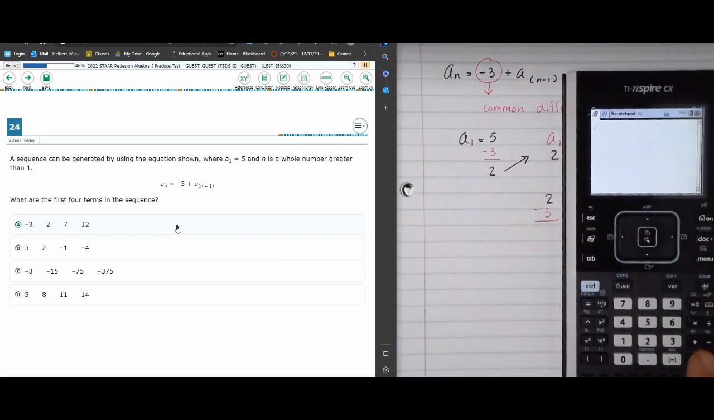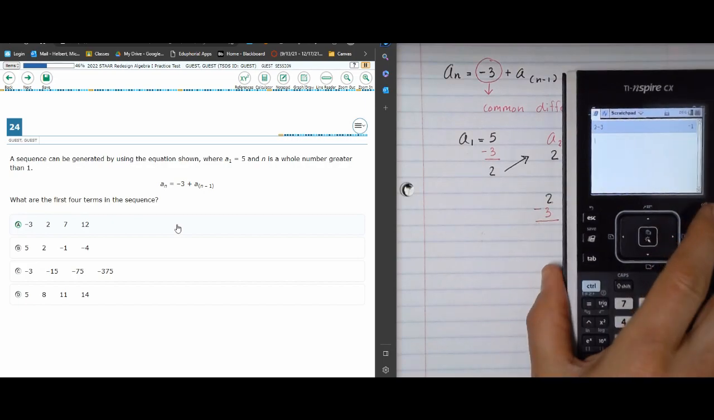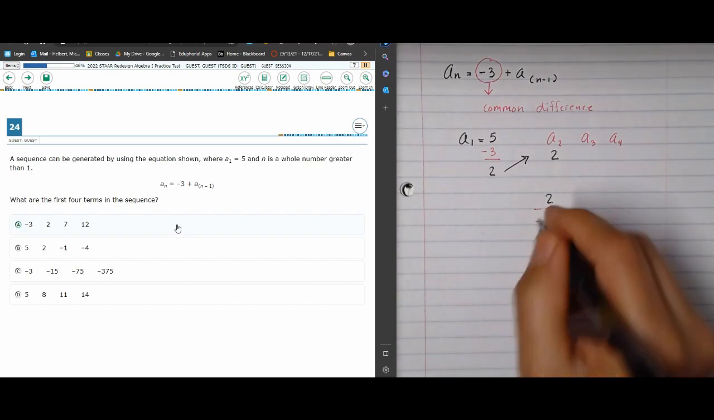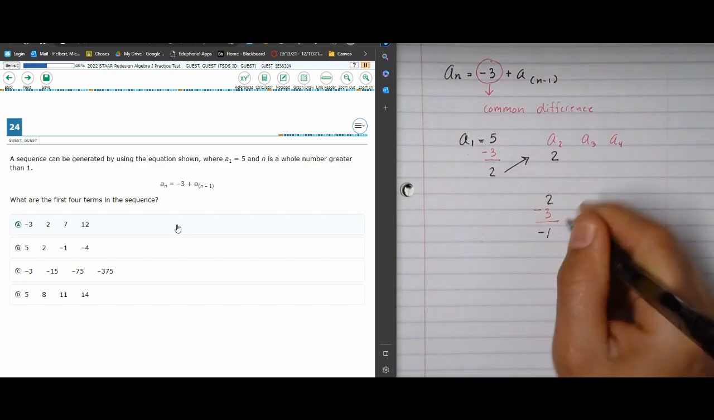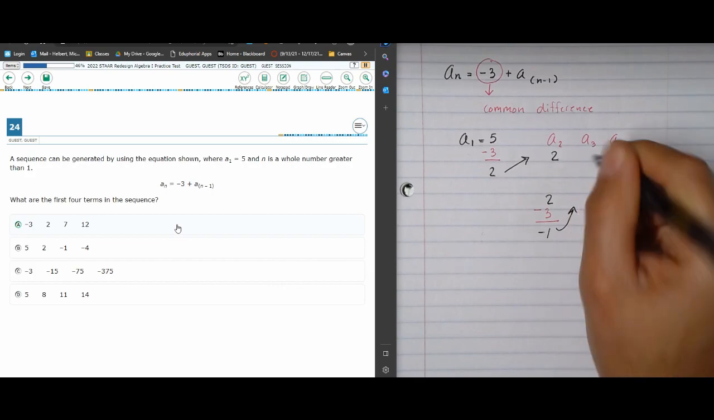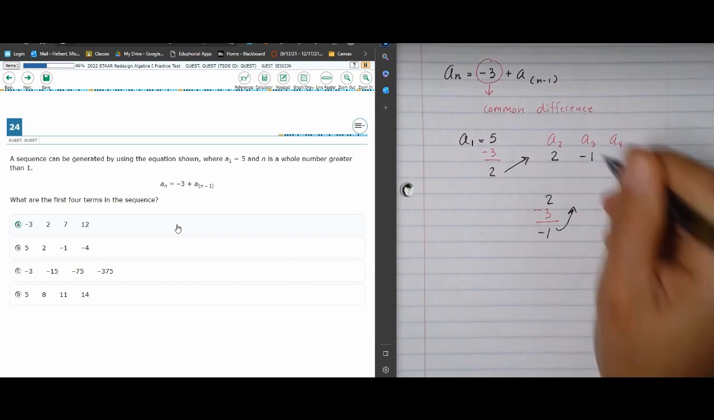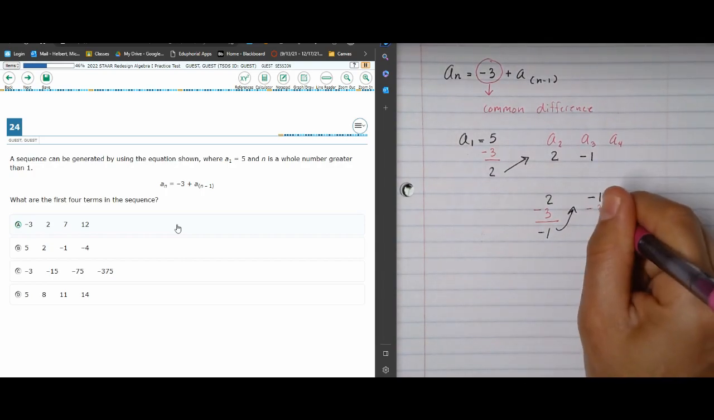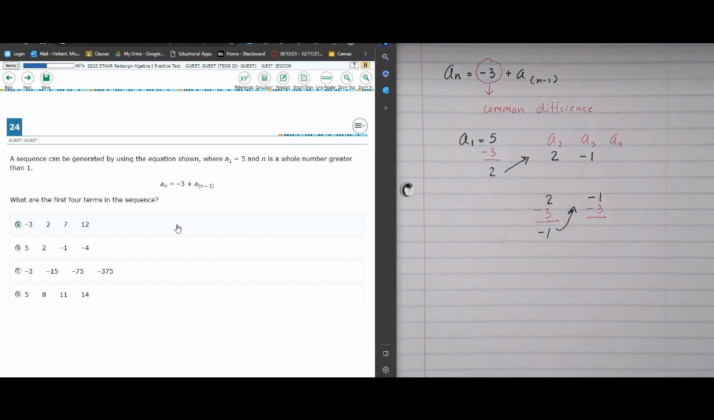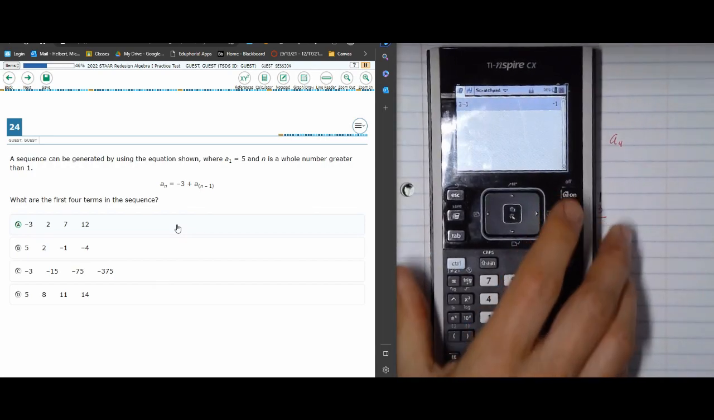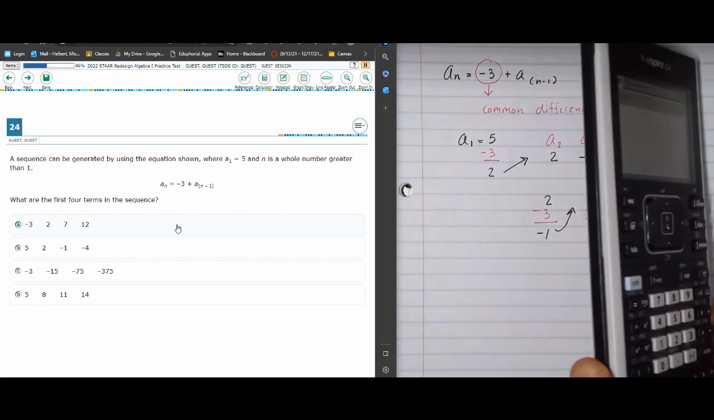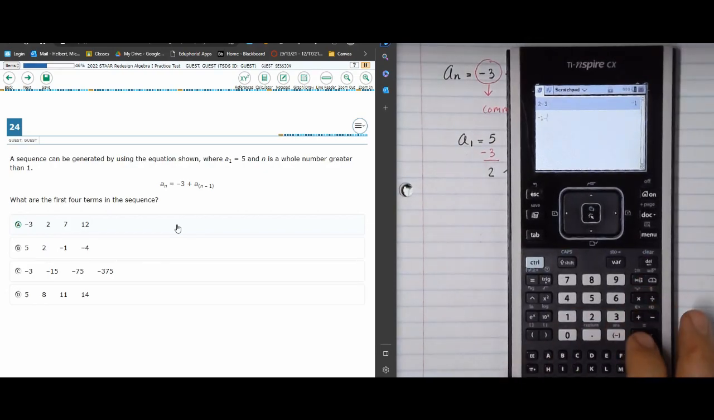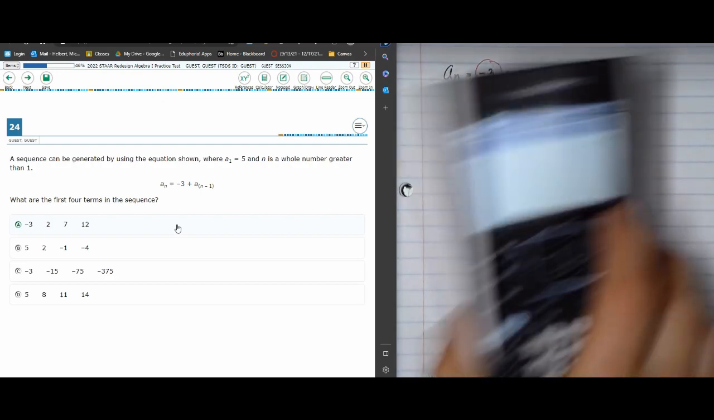So I'm going to go ahead and go to calculate, and I'm going to go 2 minus 3, and that's going to give me negative 1. So this becomes negative 1, and we're going to take that up to a sub 3. And then if I wanted to find the next one, I would simply take that negative 1 and subtract 3, once again, my common difference. So I'll get my calculator here, and let's go ahead and do negative 1 minus 3 more, and it gives me negative 4.